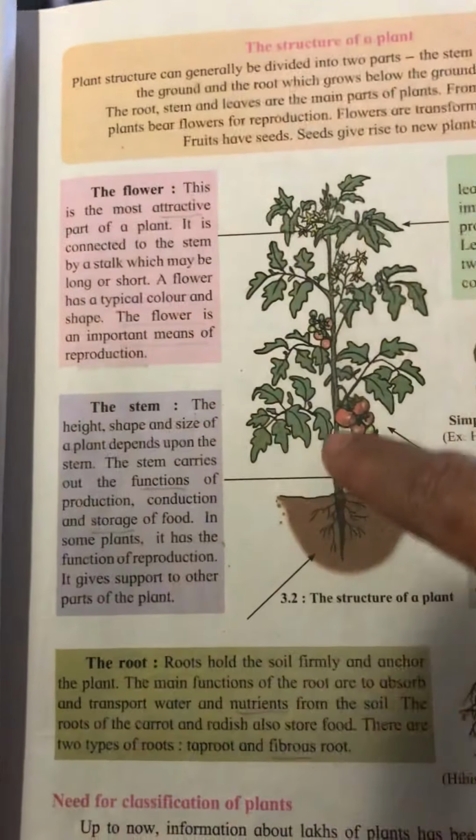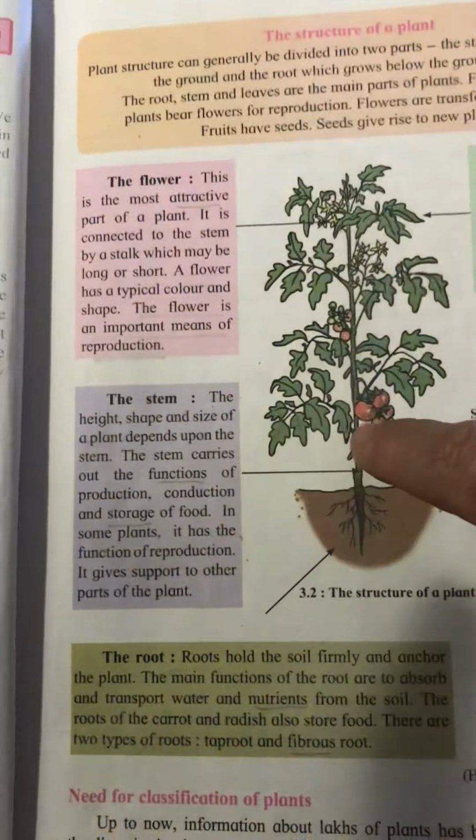Then you have the next part of the plant they are telling about, the stem, this central part, and this also is an extension, but this is the main stem. Now the height, shape and size of a plant depends upon the stem. The stem carries out the functions of production, conduction and storage of food.